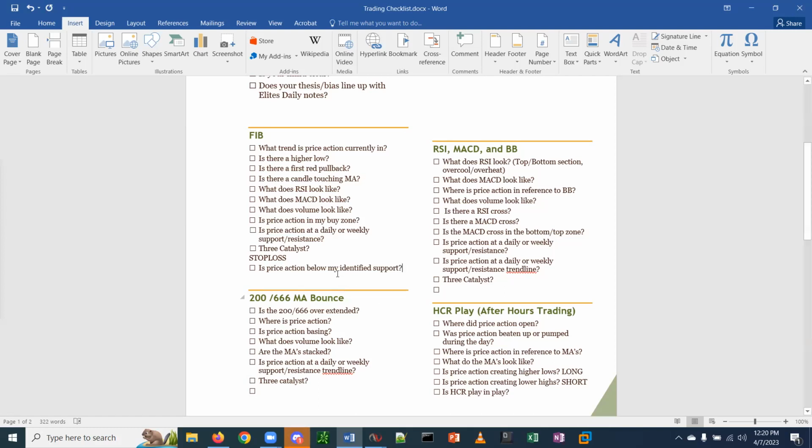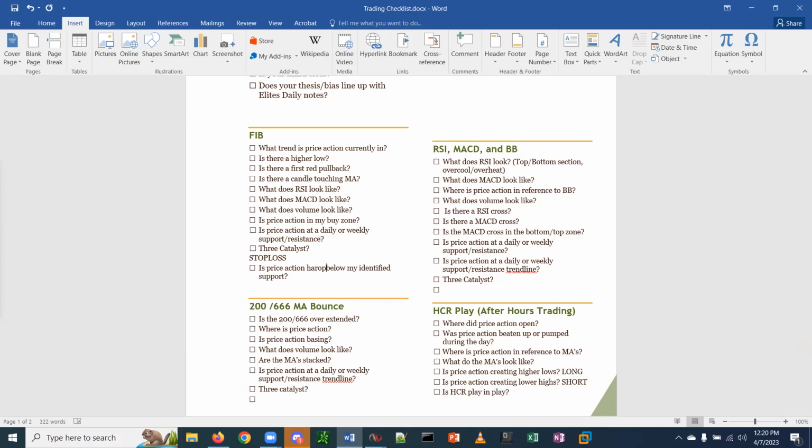A better question is: is price action a hard open-close below my identified support? And if the answer is yes, stop out. No questions asked. Just, is that below your stop at your support? And get the fuck out. That is one of the questions. One of the hardest things to learn is a stop loss.